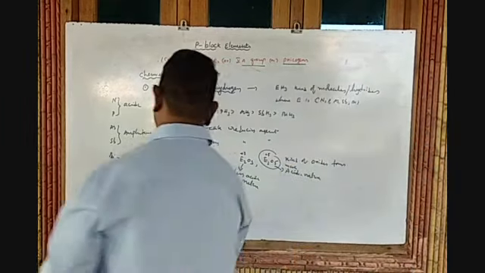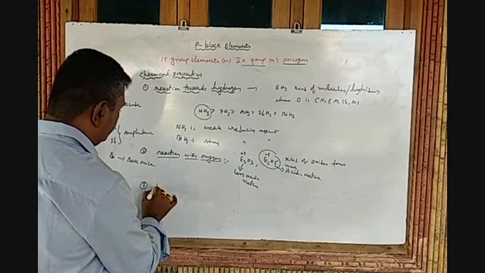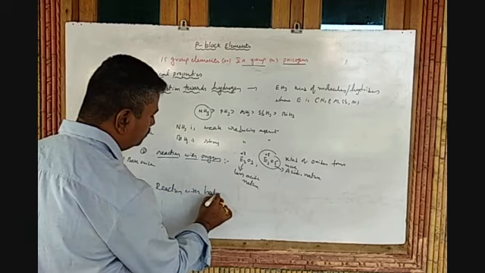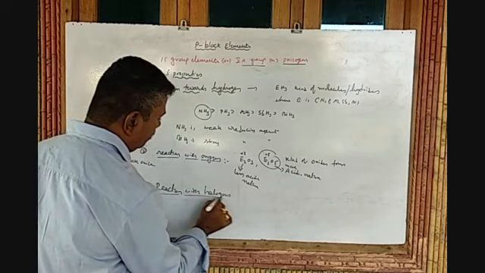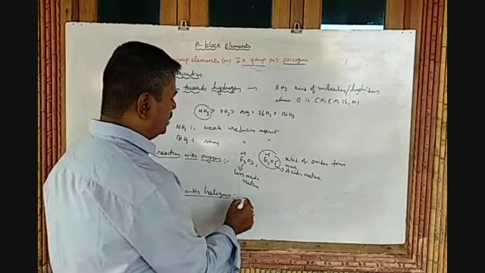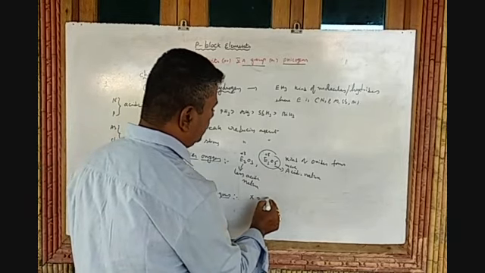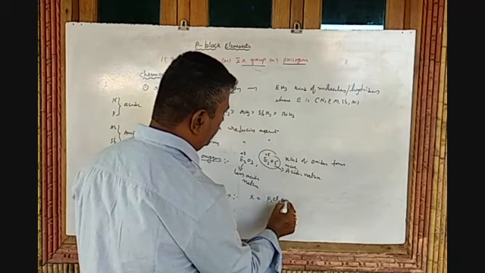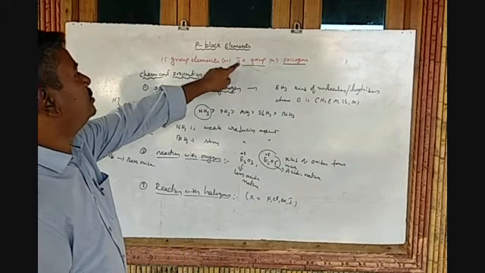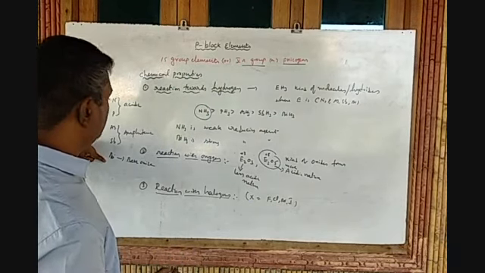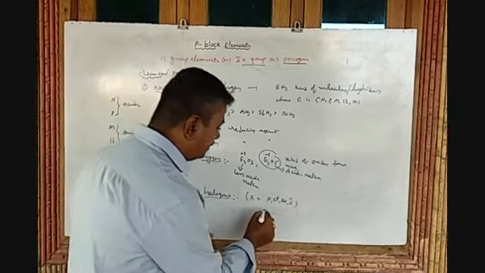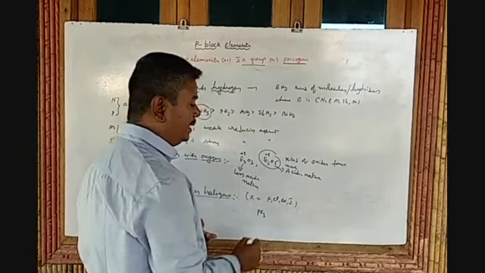Next, third one, reaction with the halogens. So halogens means the 7th group elements X, which are fluorine, chlorine, bromine and iodine. So fifth group elements like nitrogen, phosphorus, arsenic, antimony and bismuth combine with halogens, and those also form two kinds of halides like PX3 and PX5.